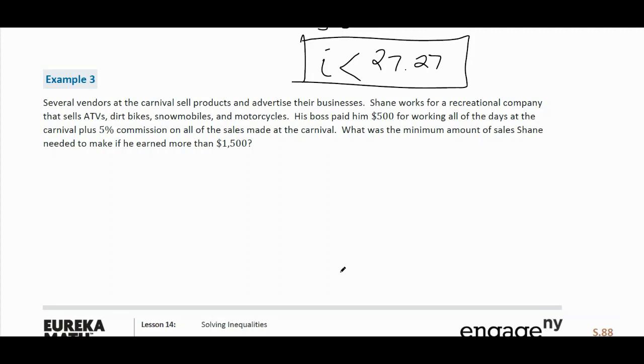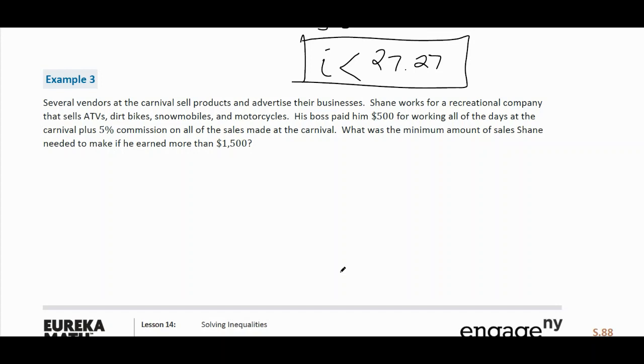And last but not the least, example number 3. Several vendors at the carnival sell products and advertise their businesses. Shane works for a recreational company that sells ATVs, dirt bikes, snowmobiles, and motorcycles. His boss paid him $500 for working all of the days at the carnival, plus 5% commission on all of the sales made at the carnival. Wow. What was the minimum amount of sales Shane needed to make if he earned more than $1,500?